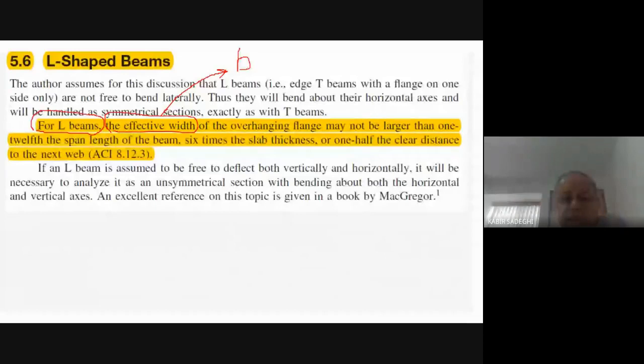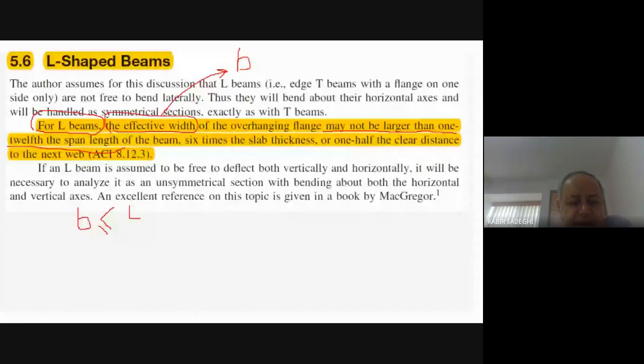should not be larger than 1/12 of span length. Therefore, B first should be less than 1/10 of span length. It is L, span length, over 10. This is one criteria.